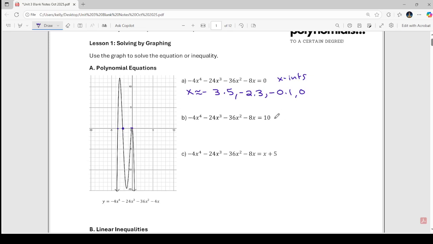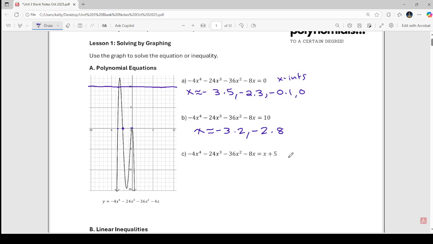To find when this polynomial equals 10, draw a line at y equals 10. And then find the 2 points of intersection. So here and here, and those corresponding x values we'd say are about negative 3.2 and negative 2.8. I'm pretty approximate there.